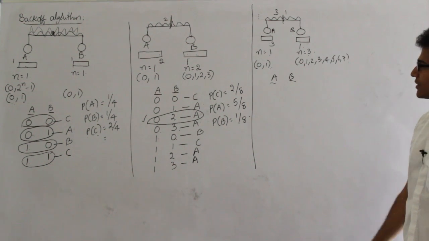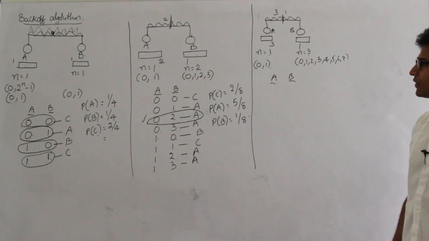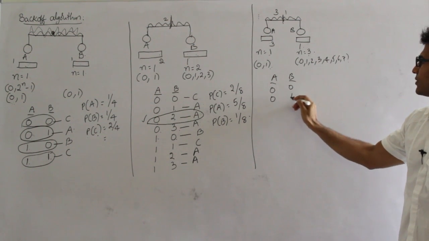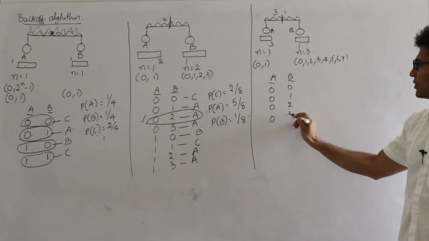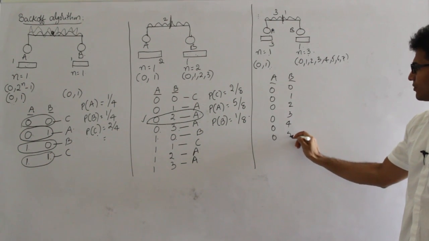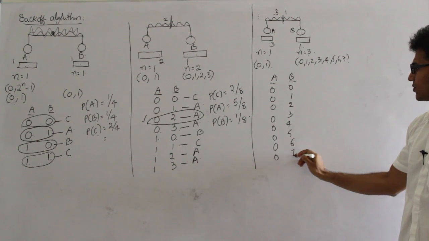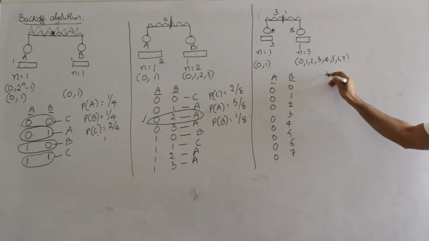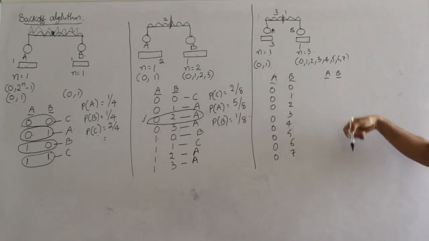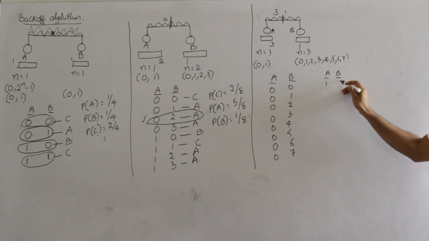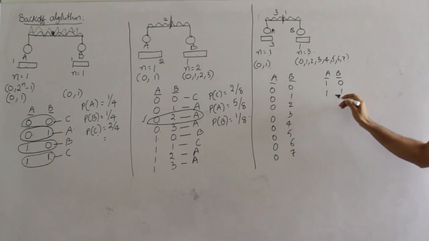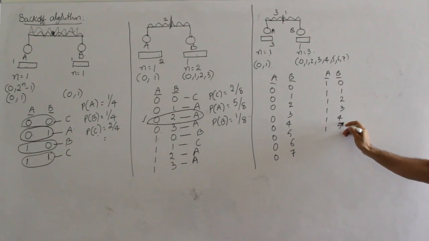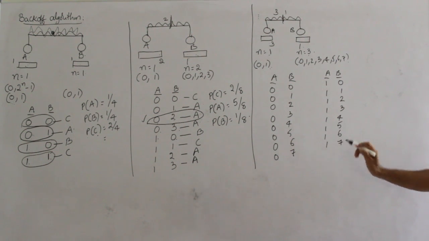Since there are 16 combinations, I am not going to write them all. Okay, fine. If you want me to write, I'll write it. 0 0, 0 1, 0 2, 0 3, 0 4, 0 5, 0 6, 0 7. Even without writing it, you should be able to guess it. But still, I am doing it. These are 8 combinations. And again, one more 8 combinations with 1: 1 0, 1 1, 1 2, 1 3, 1 4, 1 5, 1 6, 1 7, right.